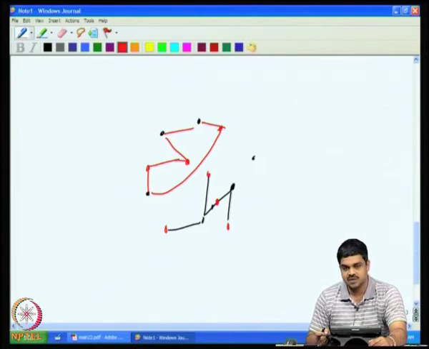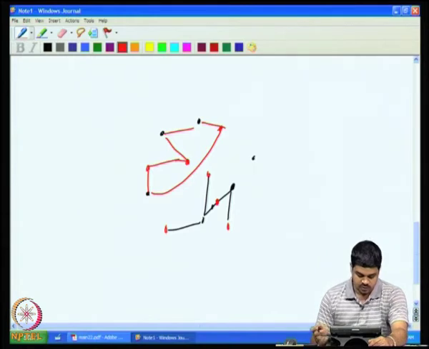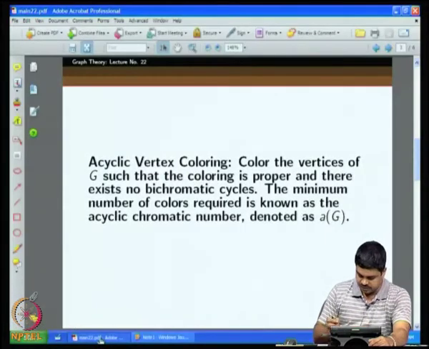The minimum number of colors required to achieve such a coloring is called the cyclic chromatic number of the graph. It is also denoted as a dash of G.